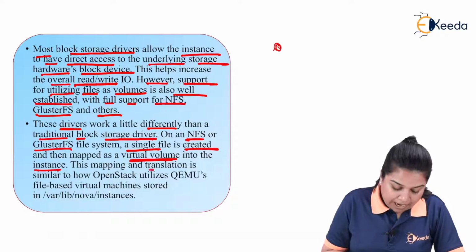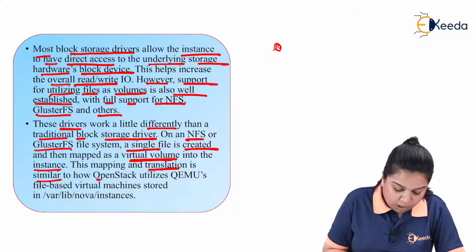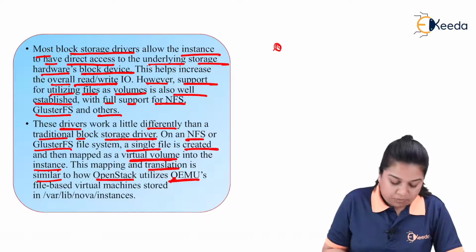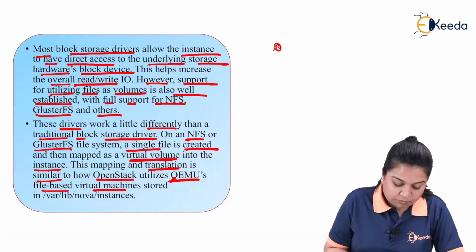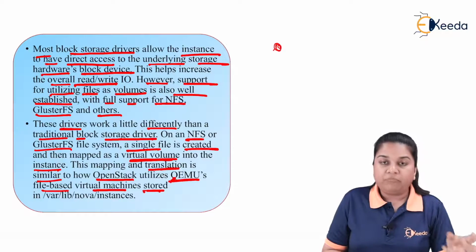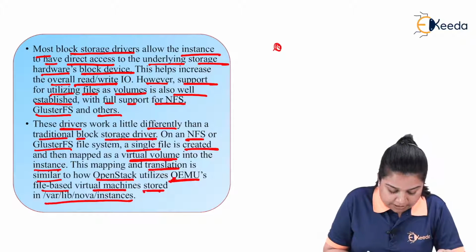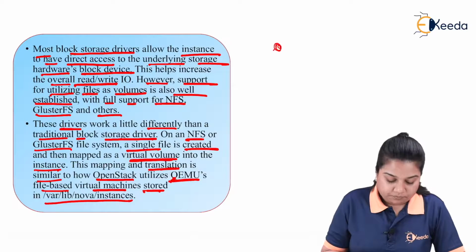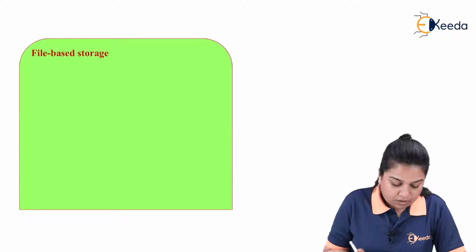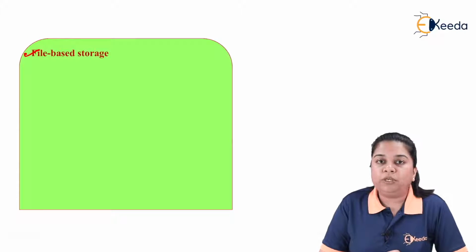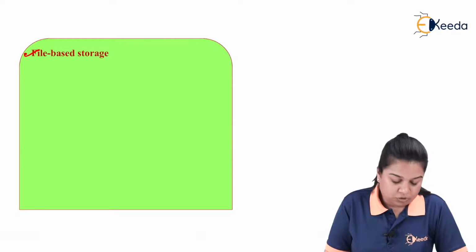This mapping and translation is similar to how OpenStack utilizes QEMU's file-based virtual machines stored in that library which is present there. We can see it from this example. Then file-based storage in persistent storage.